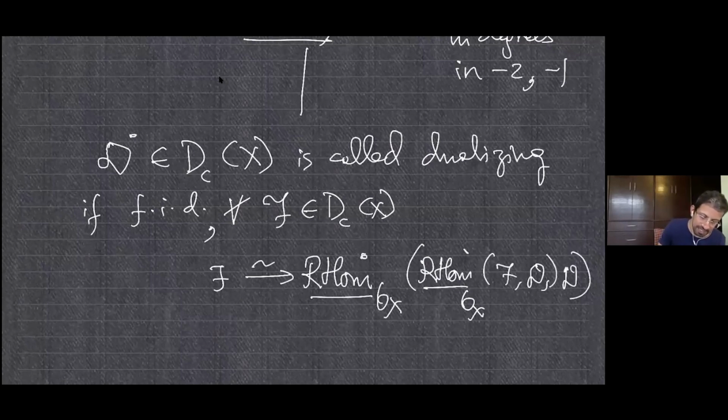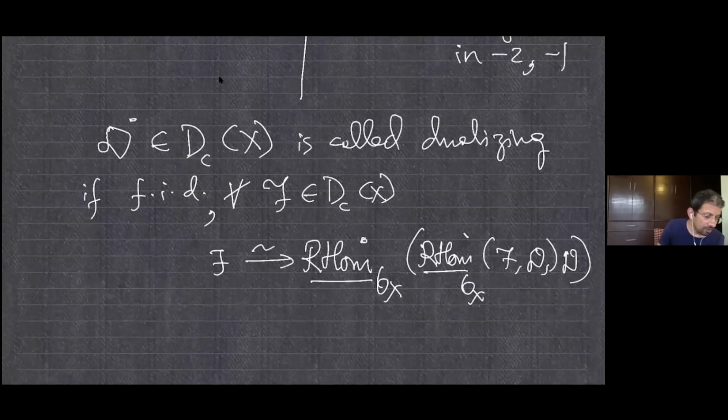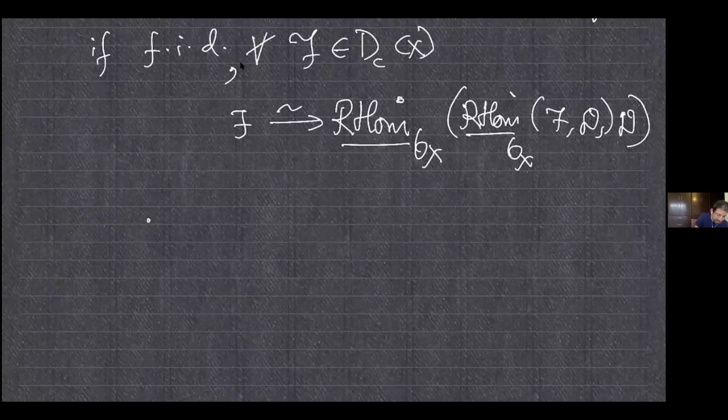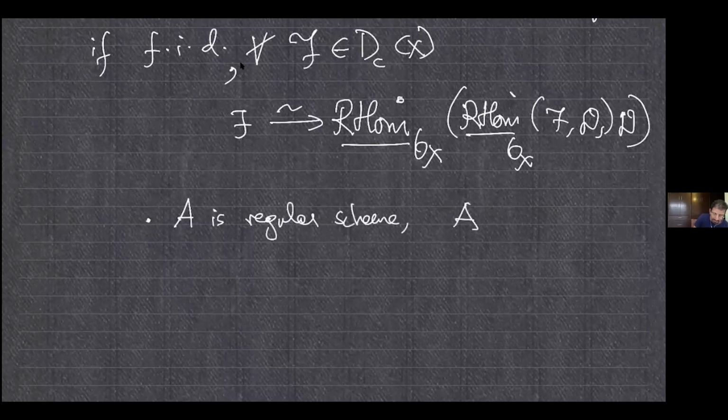So what is this saying? You dualize F with respect to D twice, so the double dual of F is isomorphic to F, again in the derived category, of course. This is called auto-duality. And one can check, for example, that if A is a regular scheme, then A shifted in any degree m is a dualizing complex.